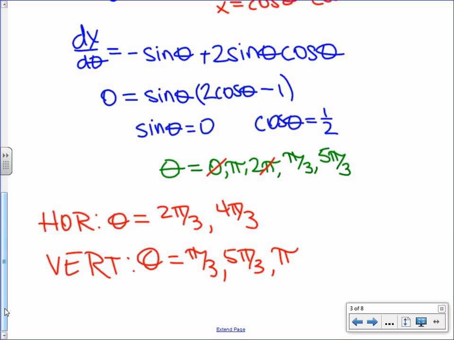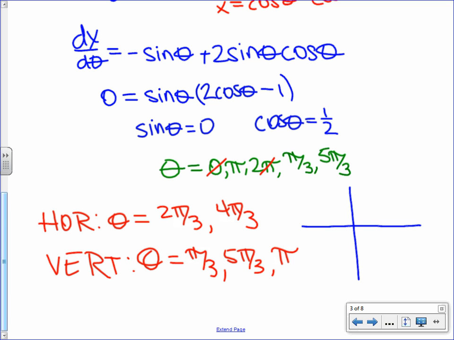Okay? We are not smooth at 0 and 2 pi. What's happening at 0 and 2 pi? It's making the point of the heart where it comes together. That's what makes it a cardioid.